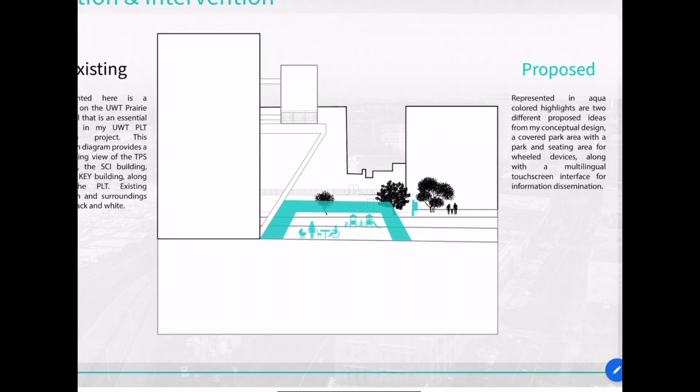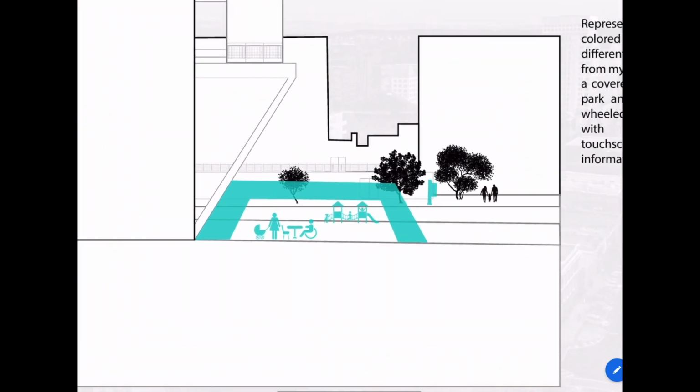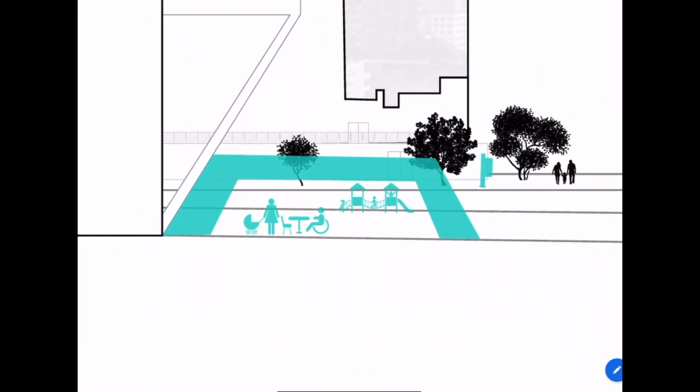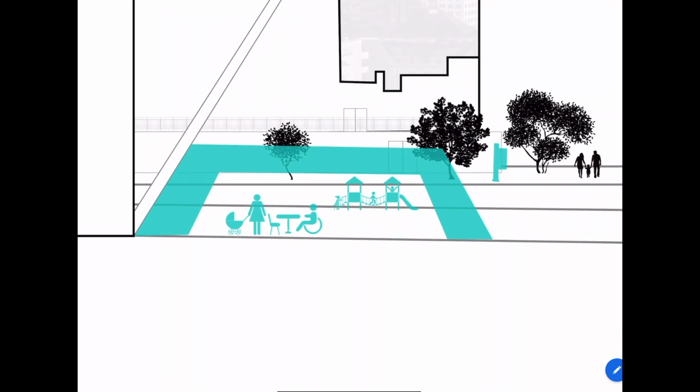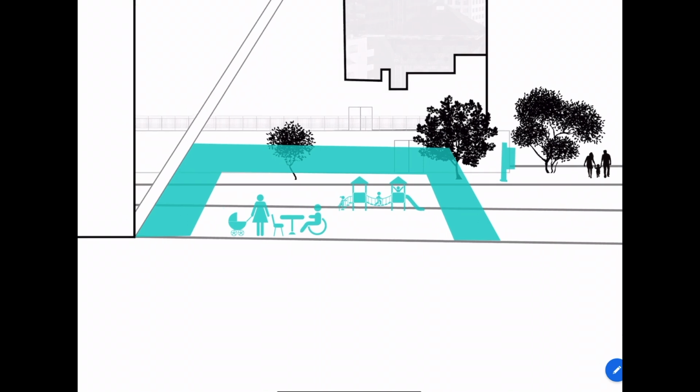My first proposed design is the covered playground and seating area concept, and the second is the multilingual touchscreen interface, both shown in aqua highlights. The existing elevation diagram is represented in black lines.